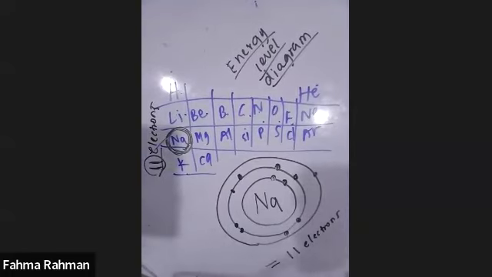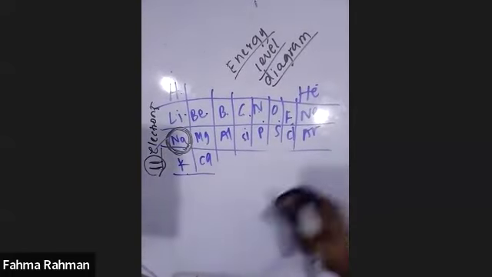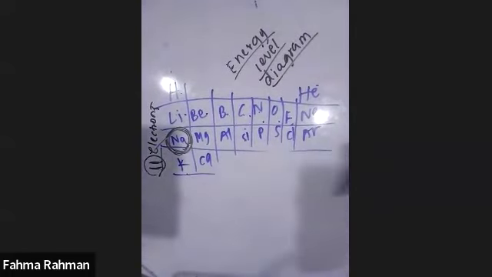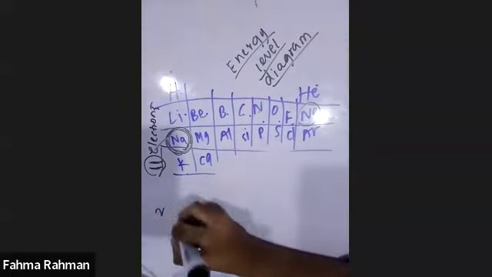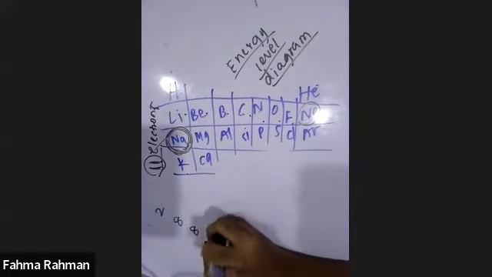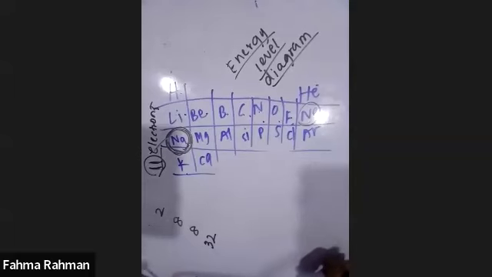This is how you draw energy level diagrams. But let's take another one. I drew 11 electrons for sodium; let's draw and see for neon. So remember the order 2, 8, 8, 32. This is the stipulated order of the electrons in each energy shell.